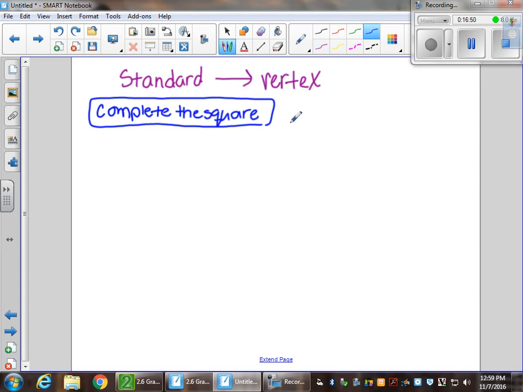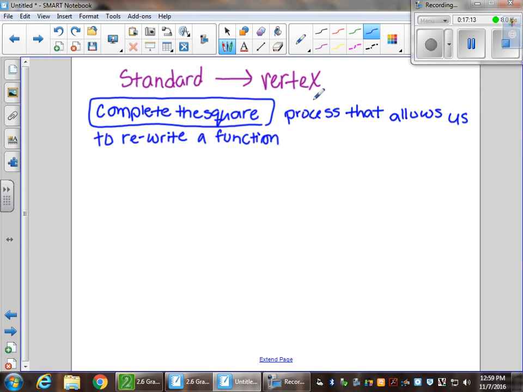So complete the square, process, the definition. It's a process that allows us to rewrite a function as a perfect square trinomial.